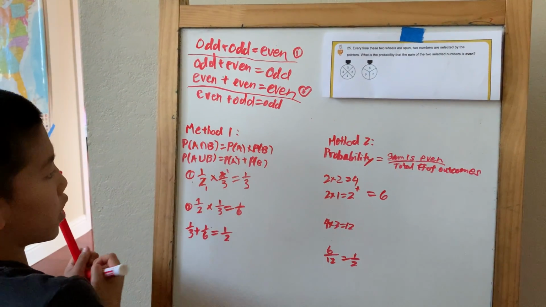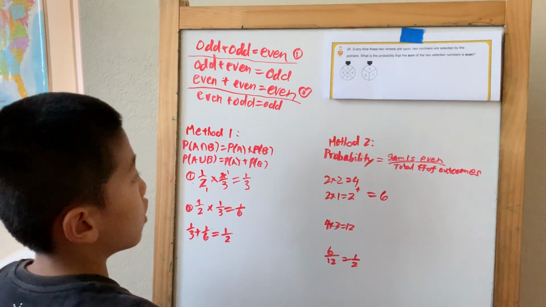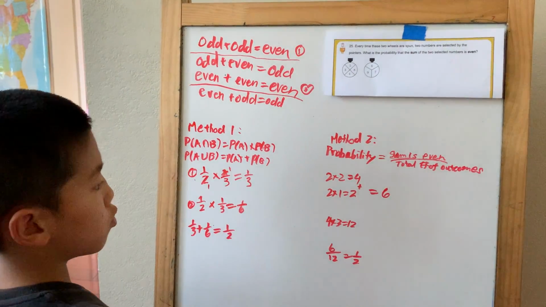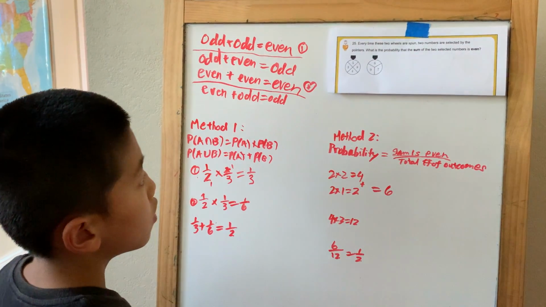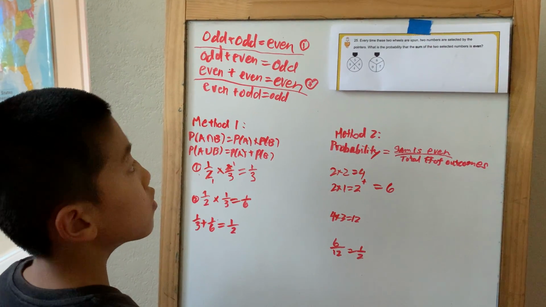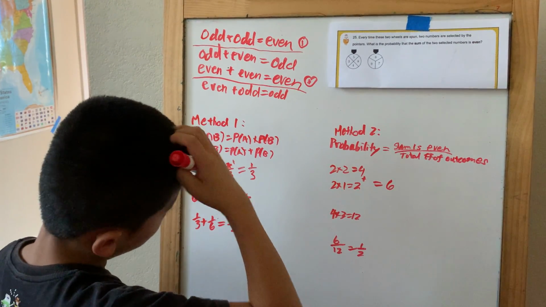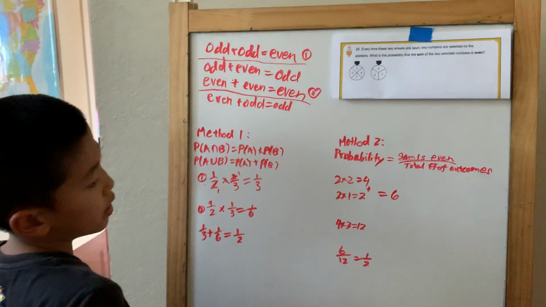Now note that method 2 is not scalable. If I say 20,000 counters or like 20 spinners, it's going to be hard to be counting every single way.